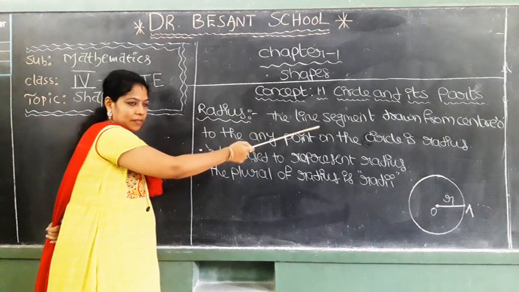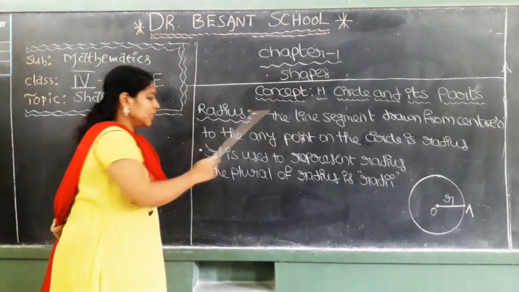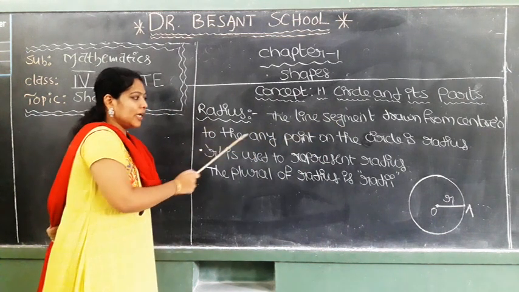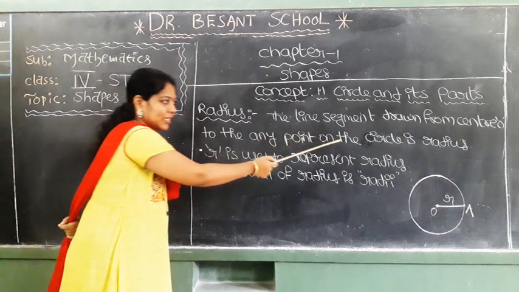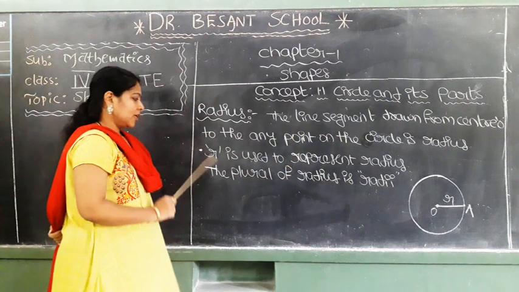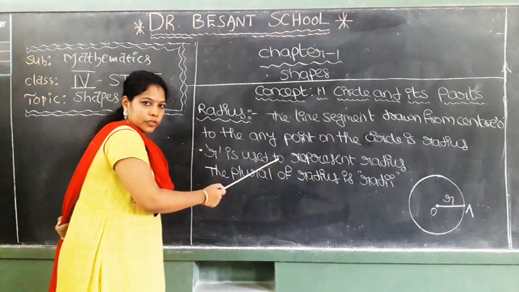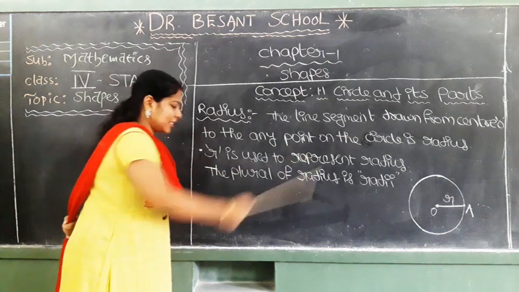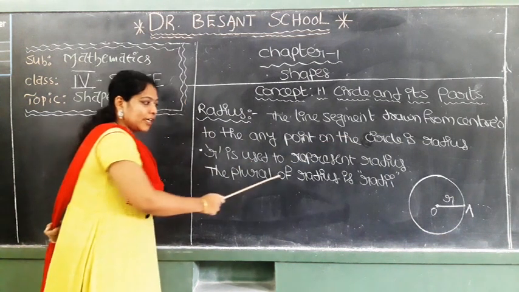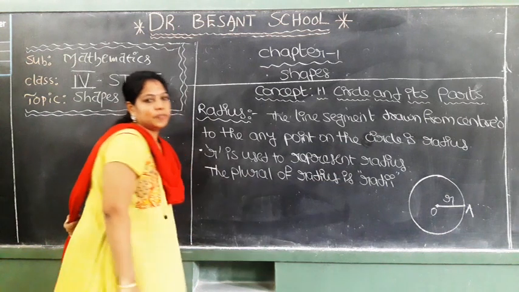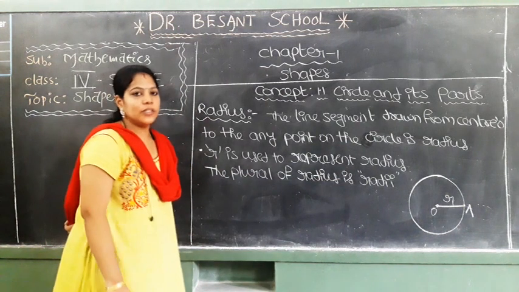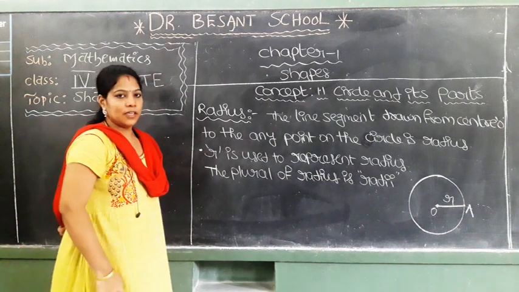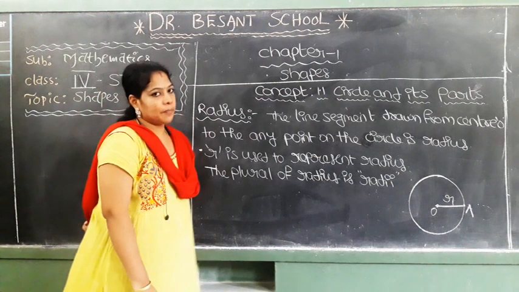The line segment drawn from center O to any point on the circle is radius. R is used to represent radius. The plural of radius is radii. These lines you have to write down in your CW. If you want, make the video pause and write down.